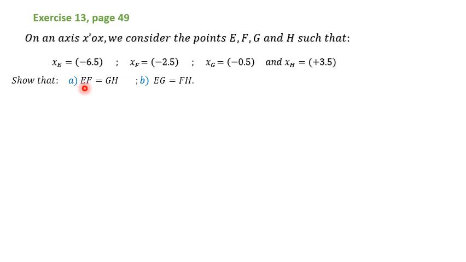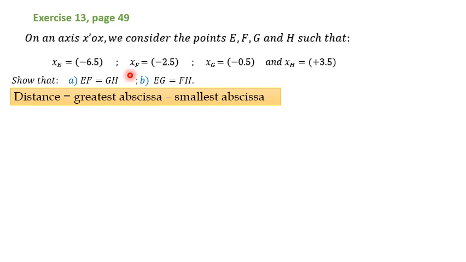EF is the distance between E and F. I don't have this distance equal to how much, but I have the abscissa of each one, and we know that to find the distance between 2 points, I have to calculate it. How? It's the greatest abscissa minus the smallest abscissa. Minus 6.5 and minus 2.5. Which of them is greater? The one which is closer to 0. The numbers always to the right are greater than the numbers to the left on the axis, of course. So here, minus 2.5 is greater than minus 6.5.